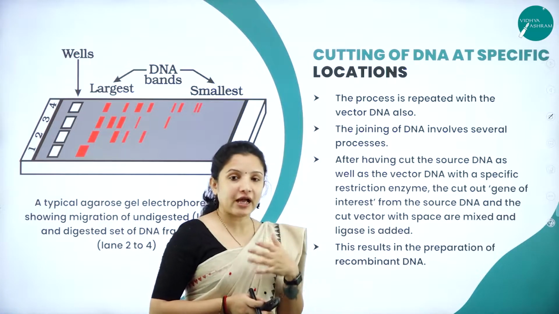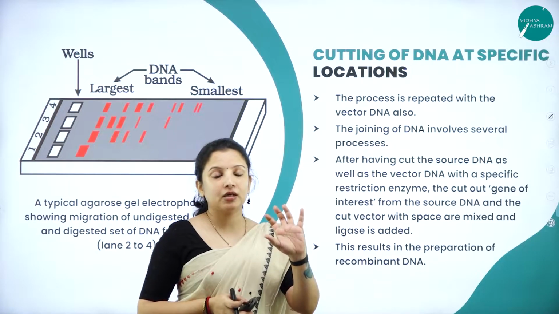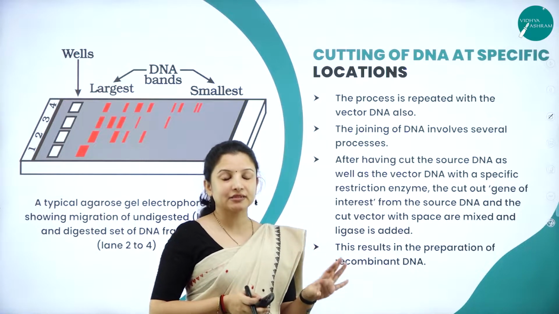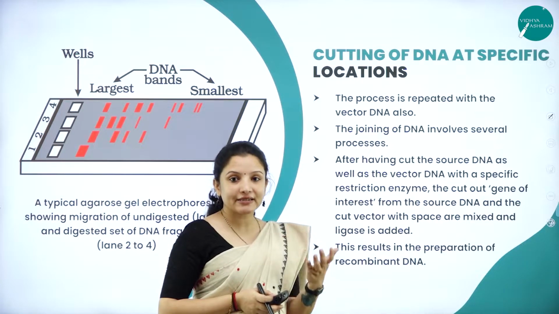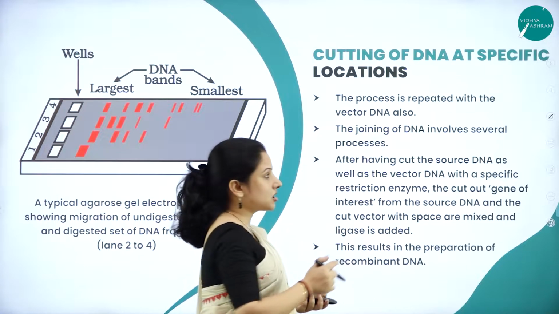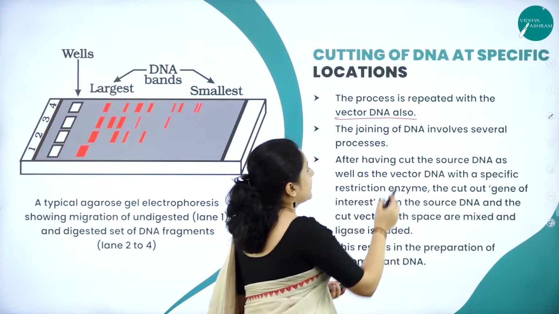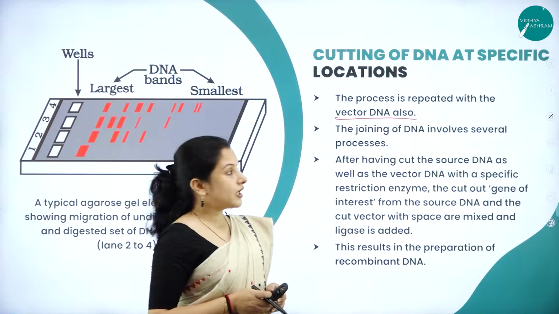From that, which fragment we need, that we need to isolate. Say for example, we would have isolated 5 fragments. What is done with those 5 fragments is the next step here. So here, the process is repeated with the vector DNA as well, and next is the joining of DNA. So why is joining of DNA done?